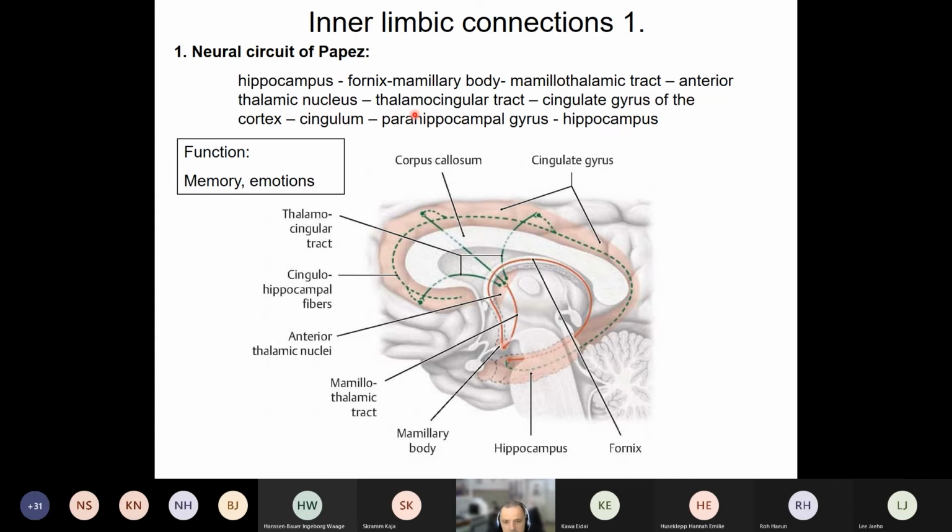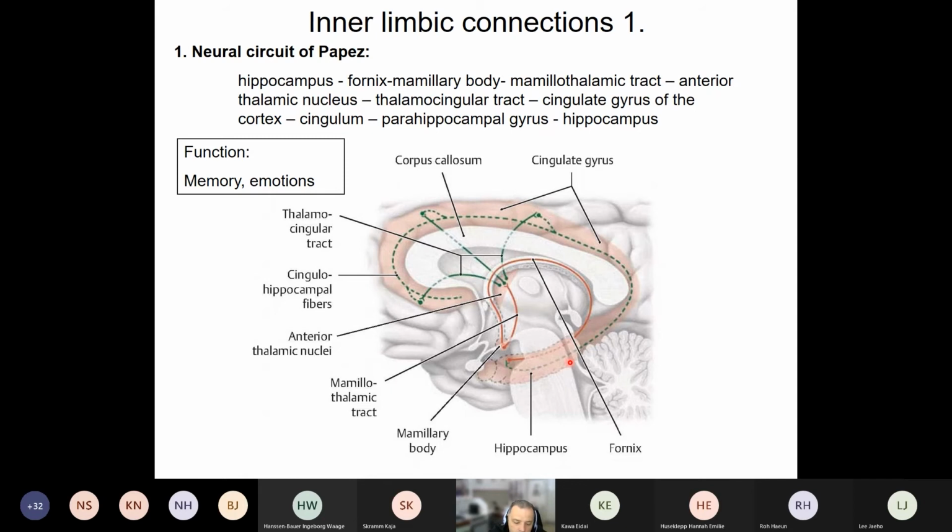But this neural circuit, which was identified already many years ago by a person who was called Papes, but most of the time people pronounce it as Papez neural circuit, but this person called himself Papes. But if you say Papez neural circuit, everyone understands what you want to say. So this neural circuit is in itself a returning neural pathway. So it starts somewhere and comes back to the same point.